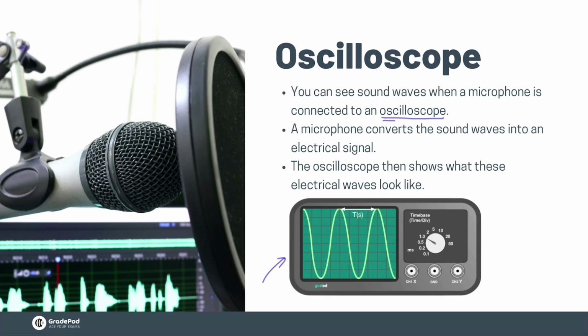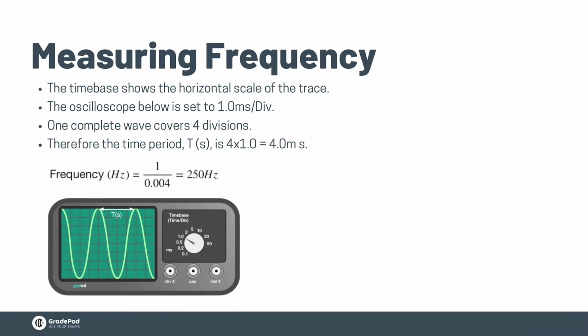Can I recommend that you learn how to spell oscilloscope properly? It's the kind of thing that bothers physics teachers, examiners, and so on. So this is what the oscilloscope looks like, and you can see these waveforms of the sound on that oscilloscope. And a challenge that you need to be able to understand is how to find the frequency of a wave from one of these oscilloscopes.